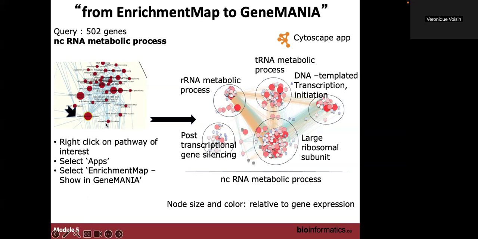And here, actually, this is to show you the link between enrichment map and GeneMANIA. So when you have an enrichment map where the nodes are the pathways, you can right-click on the pathway of interest, select apps and select enrichment map, and then show in GeneMANIA, and it will create a GeneMANIA network of the genes in the pathway. This pathway, NC RNA metabolic process, was a large pathway with 500 genes. And actually we used the function in GeneMANIA to subdivide this large pathway into more precise pathways.